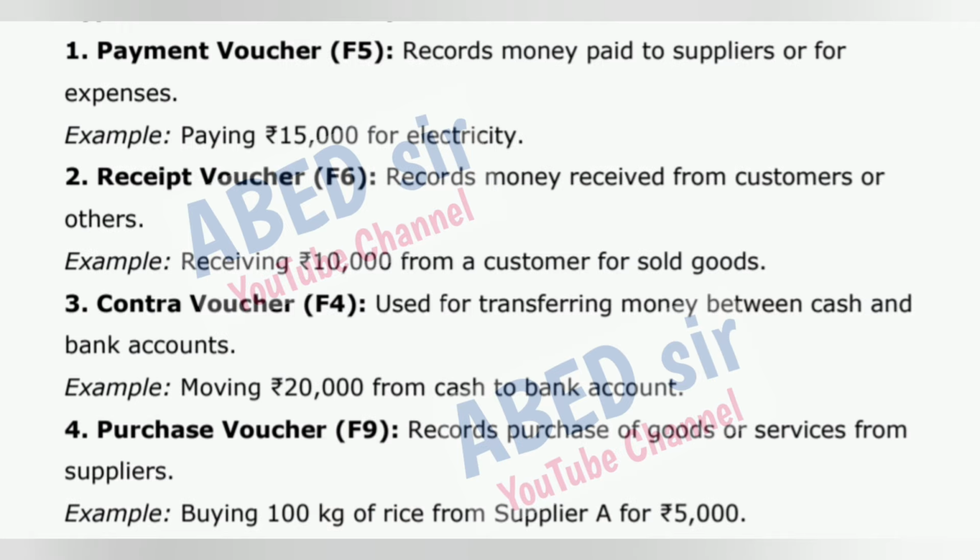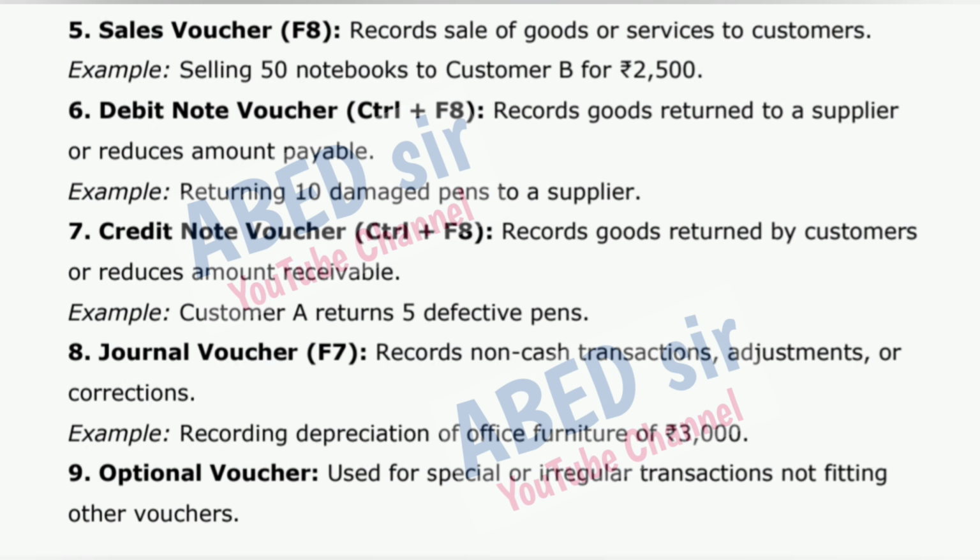4. Purchase voucher, F9, records purchase of goods or services from suppliers. Example, buying 100 kilograms of rice from supplier A for 5,000 rupees. 5. Sales voucher, F8, records sale of goods or services to customers. Example, selling 50 notebooks to customer B for 2,500 rupees. 6. Debit note voucher, Control plus F8, records goods returned to a supplier or reduces amount payable. Example, returning 10 damaged pens to a supplier.